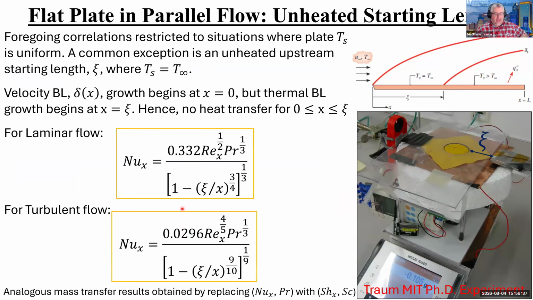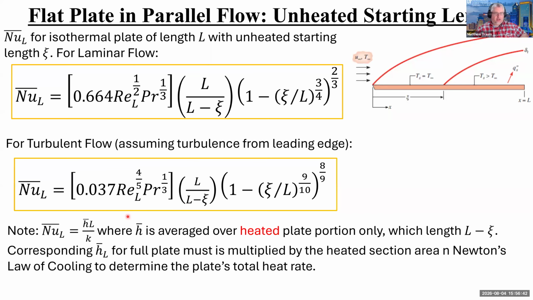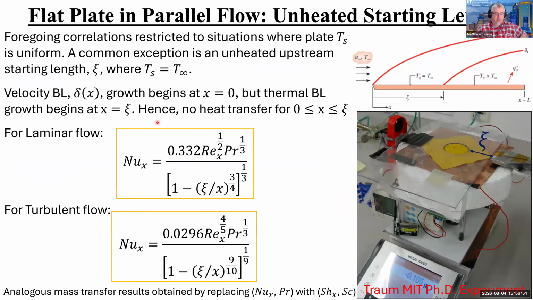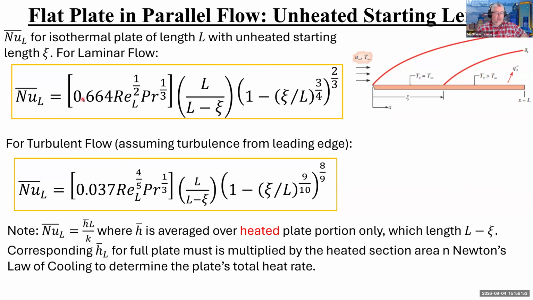Those are the local Nusselt numbers, the local heat transfer coefficients. We also need an average heat transfer coefficient for the entire plate. So we get the average heat transfer coefficient for the entire plate basically by doing the same thing we did before, which is integrating, and we come out with this expression for the average Nusselt number. L is the length of the plate. Zeta is the unheated starting distance. And we have the same thing for turbulent flow, right? We just do an integration and we come up with a similar correlation.